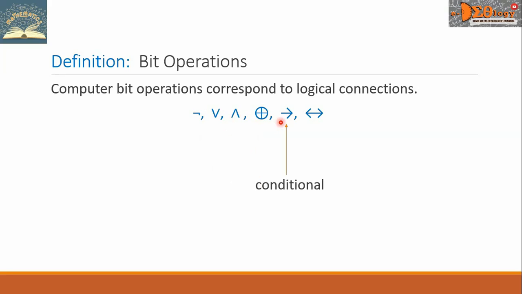The next symbol is for conditional operation. We read this as implies. The last symbol here is for biconditional operation, and we read this as if and only if.